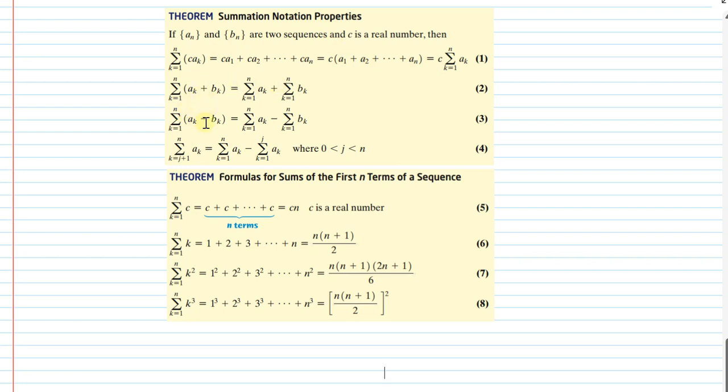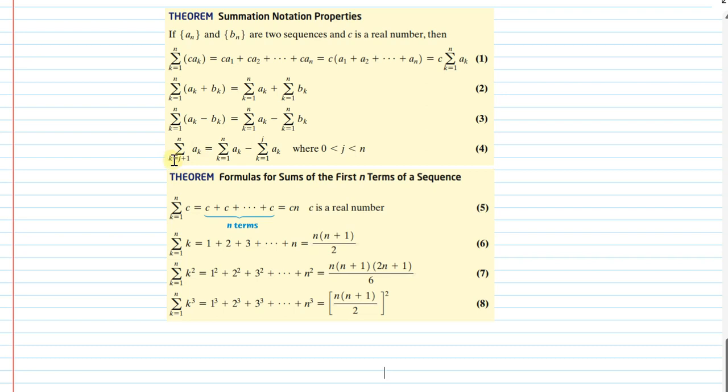If you have the sum or difference, number 2 and 3, sum or difference of 2 series, you get the sum or difference. So the sigma of a sum or difference would equal the sum or difference of sigmas. That's what these 2 properties are. The last one, actually, what is the last one telling us? The last one will enable us to calculate or write the series.